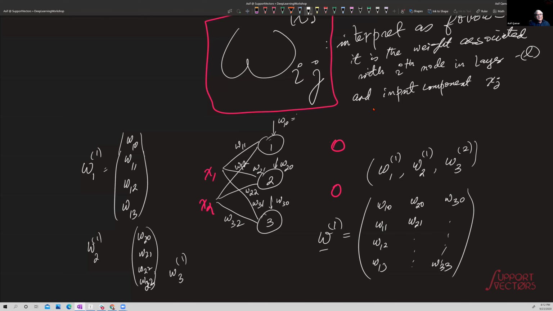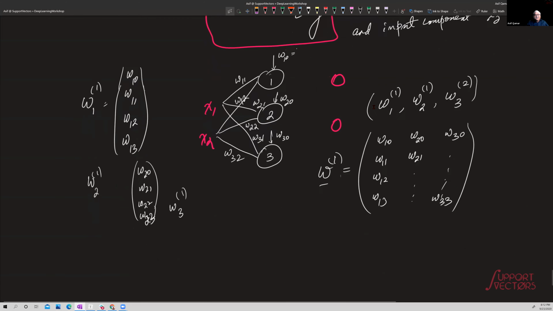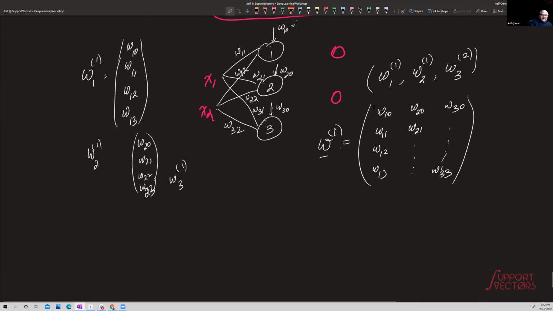Are we together, guys? And so there will be a matrix of weights for the second layer also. W2 would also look something similar to that, right? And W3 will also look something similar to that. Are we together, guys, so far? Any questions, guys? No, it looks good. Okay, so these are your weights.